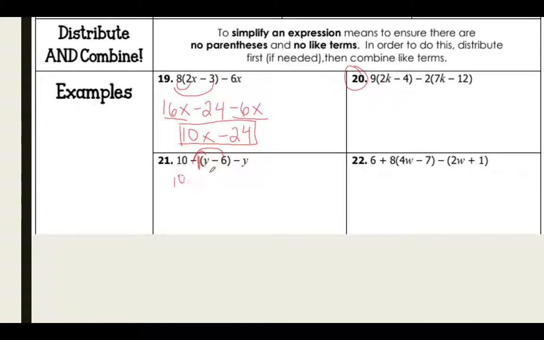Okay, so I'm going to distribute first. I'm going to bring these guys down because we're not doing anything with them quite yet. So the 10 and the negative y. Negative 1 times y is going to be negative 1y. Negative 1 times negative 6 is going to be positive 6. This guy right here that we brought down, the negative y, is really a negative 1y. So we can combine negative 1y and negative 1y. Positive 10, positive 6 is going to be 16. Negative 1 and negative 1 is going to be negative 2y.